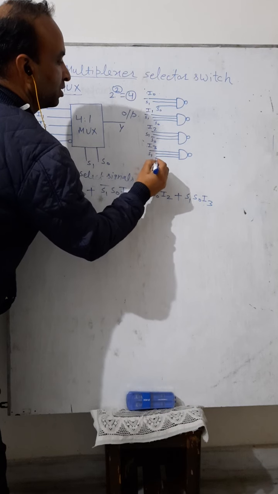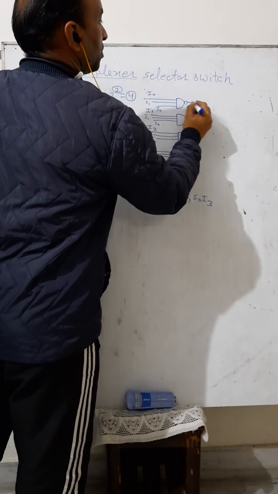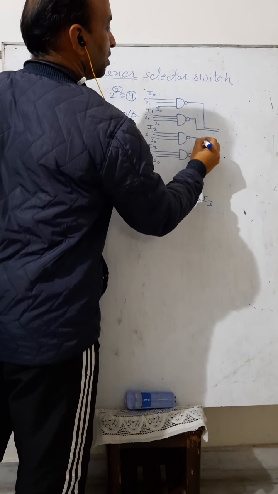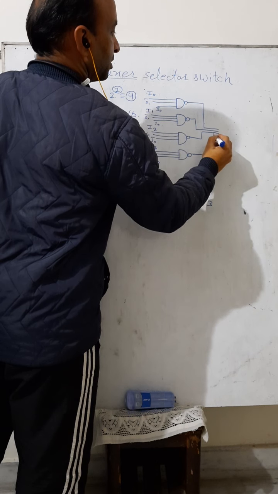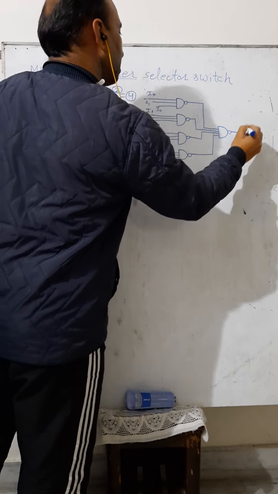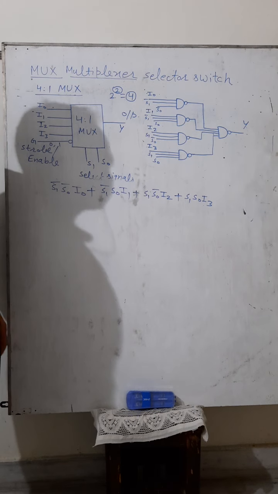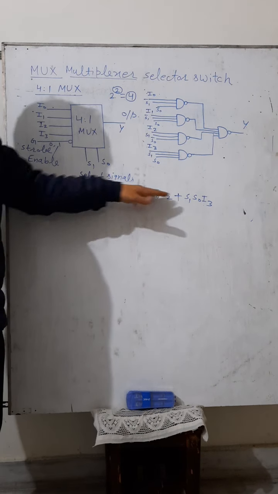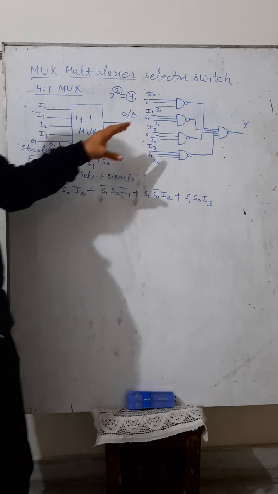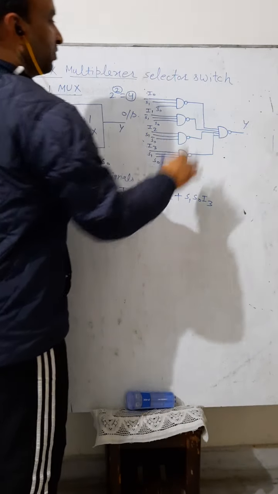So these are S1, S0. Now the outputs of these NAND gates will be the input of one more NAND gate, and this will be the output Y. This is the technique we follow for realizing the logic diagram according to the logic expression, by using universal gates, NAND gates. Now this will be the final output here, Y.